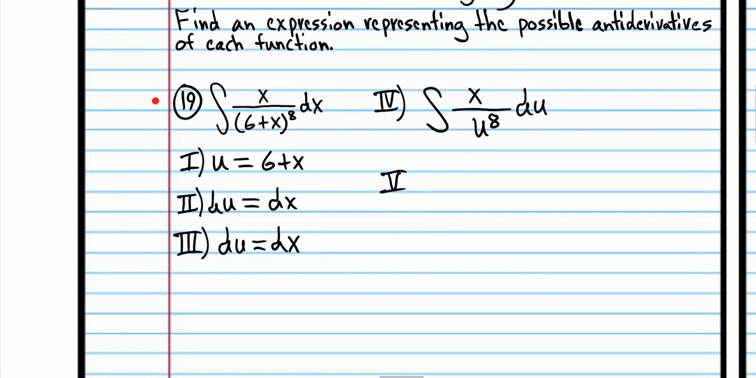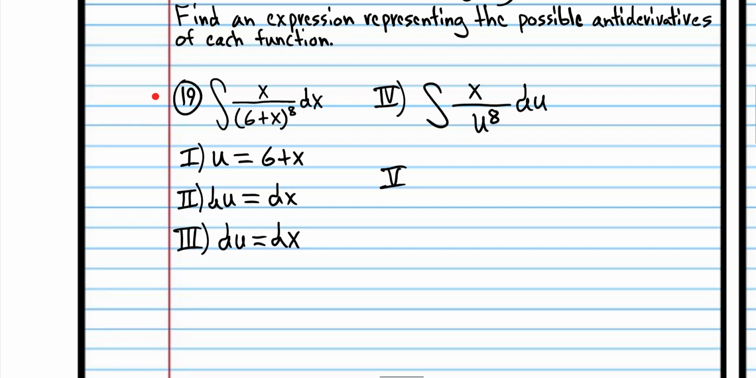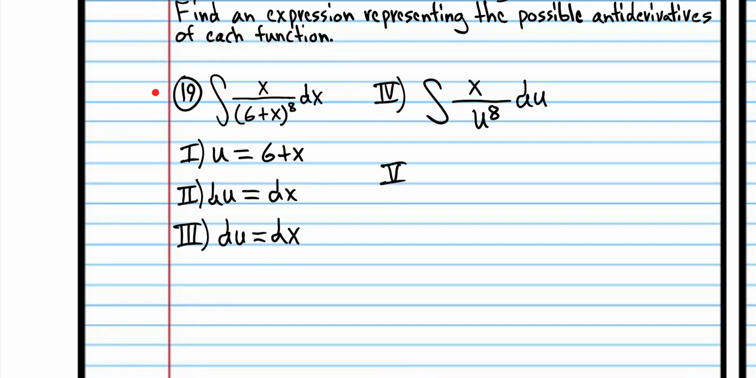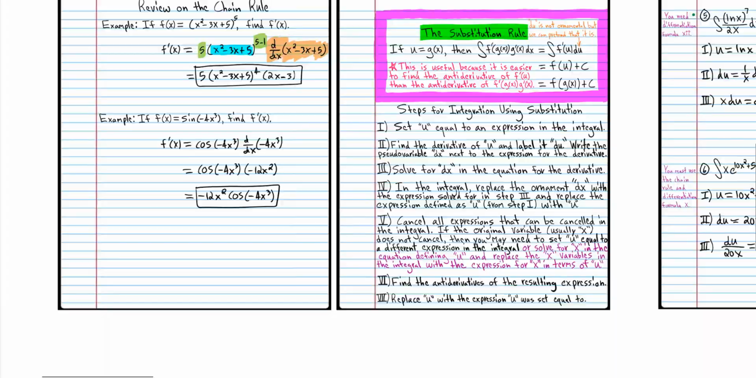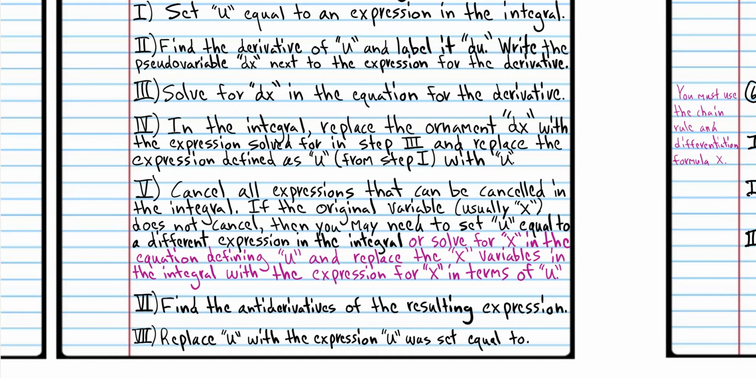So at this point, it seems like substitution has failed us. We don't really know what to do. But we're going to do something different. I'm going to write this in purple, because if you look at your steps for using the substitution rule, on step number 5, you see the purple writing there?